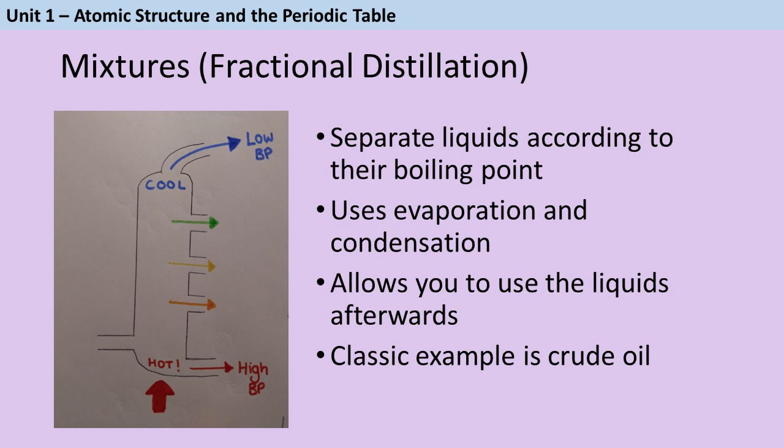So in the example of crude oil, natural gas is just going to come out the top of the fractionating column. It's never going to turn back into a liquid because it doesn't get cool enough, whereas things like petrol and diesel and naphtha are going to condense at different points down my column and they're going to be able to be separated like that.